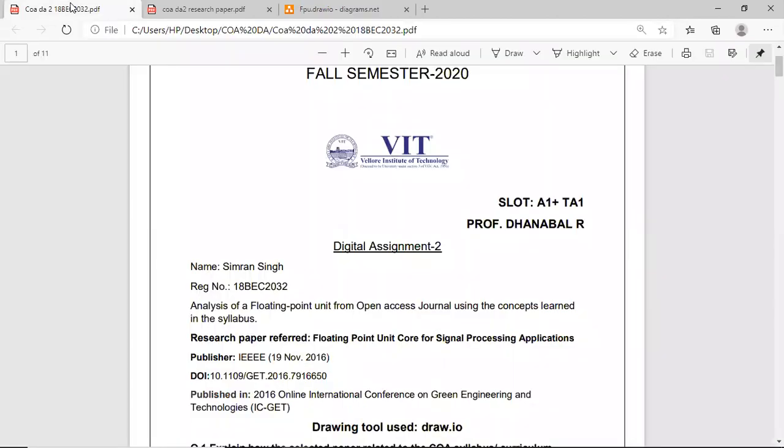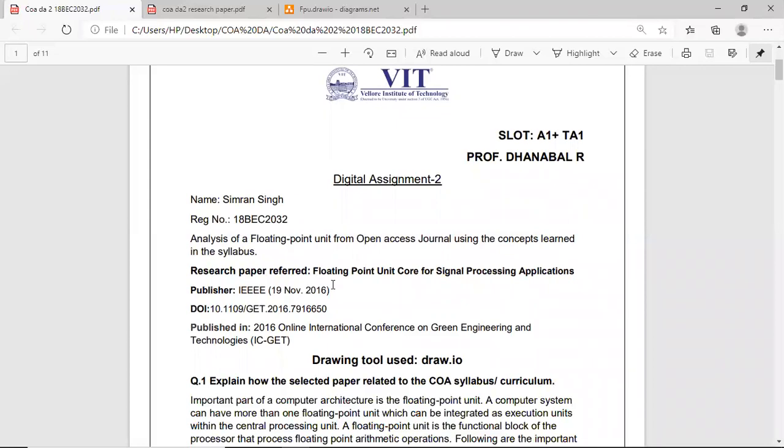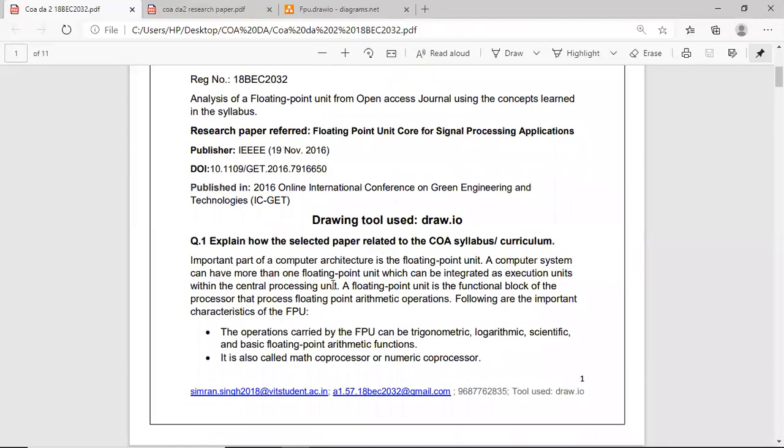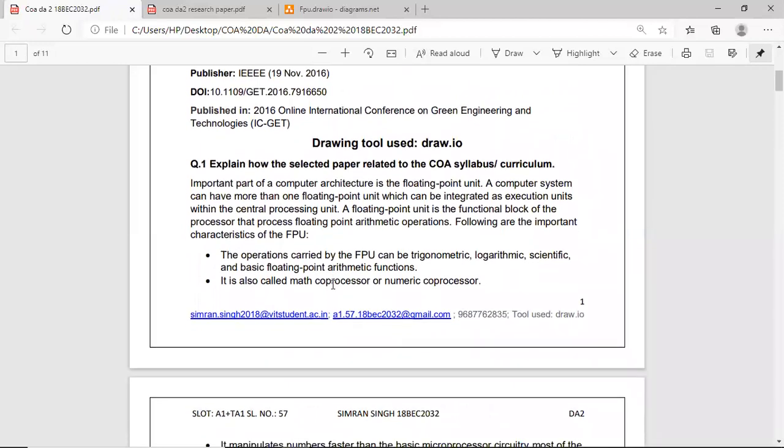Coming to the assignment, the research paper which I have referred to is called the Floating Point Unit for Signal Processing Applications. This research paper was published by IEEE in the year 2016 in the month of November. It was published in the Online International Conference on Green Engineering and Technologies.